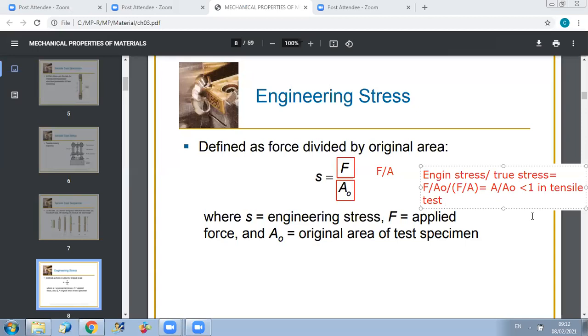Because in the case of compression, what will happen? The cross-sectional area of the specimen will increase. So if you are in the case of compression, it's the opposite. And the absolute value of the engineering stress will be higher than the absolute value of the true stress. Why am I saying absolute value? Because in compression, the stress is negative. But when you just name it compression stress, the negative sign is included in compression, so you can take the positive value.